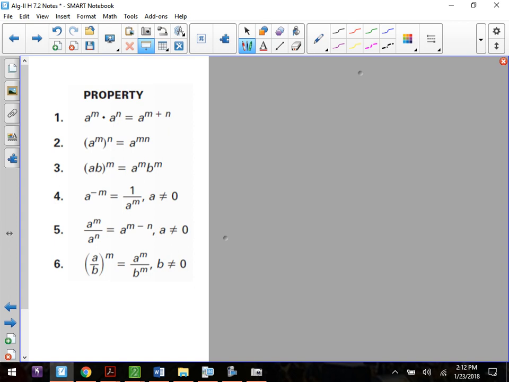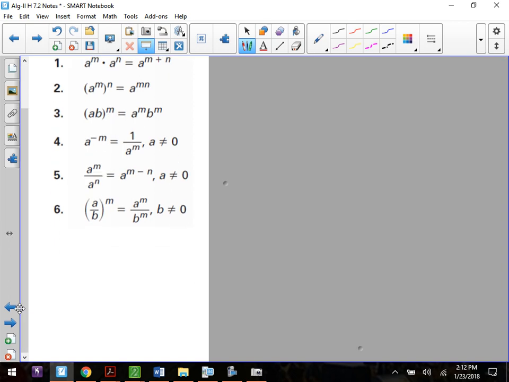I know the property's not written in on the smartboard about if you have a negative in the denominator. I have 1 over a to the negative m. That's just a to the m. We just made sure that the exponents were always positive, because we like positivity. We don't like this negativity.